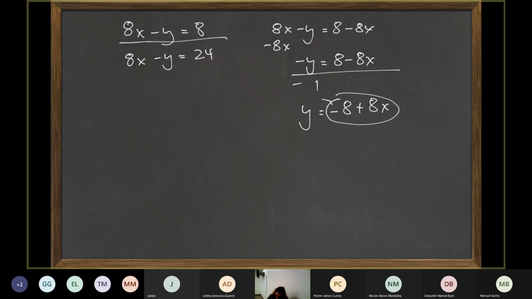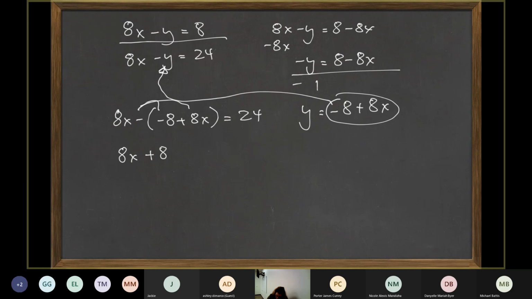This part I have to plug in now into the second equation. Okay? So 8x minus -8 plus 8x equals 24. I think it was the other way around. Doesn't really matter. We distribute the negative, plus 8 minus 8x equals 24.